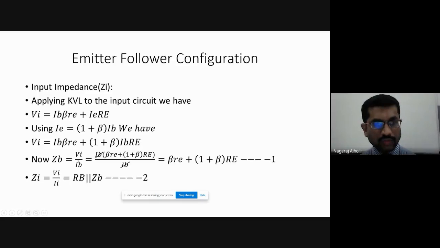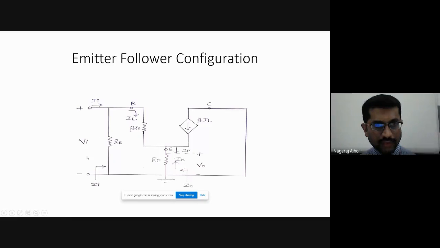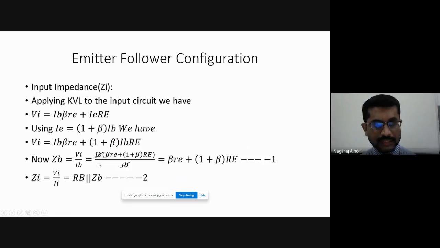Now, how to obtain this Zi? Between the base and emitter terminals, Zi is this resistance Rb in parallel with the impedance Zb. Rb is here, whereas Zb is between the base terminal and ground. Correct? Therefore, the parallel combination of Rb and Zb gives the impedance seen at the input terminals, that is Zi. Therefore, Zi is equal to Rb parallel with Zb. Take it as equation 2.